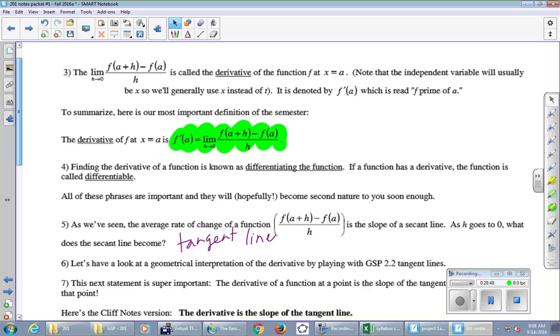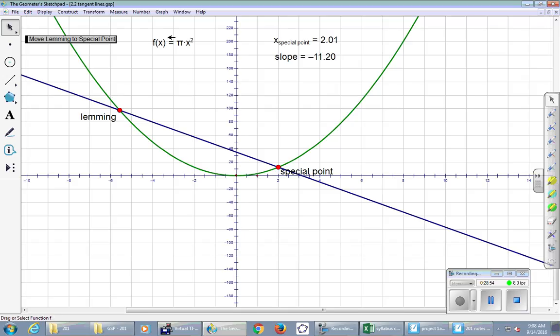Okay, quick look at a Geometer Sketchpad file. I've got it open here. This function, this parabola-looking thing, is that f of x is equal to pi times x squared. So just a parabola with a little vertical stretch in it. I've got 2 points here. One of them is called the special point. The other one, anybody know this word?